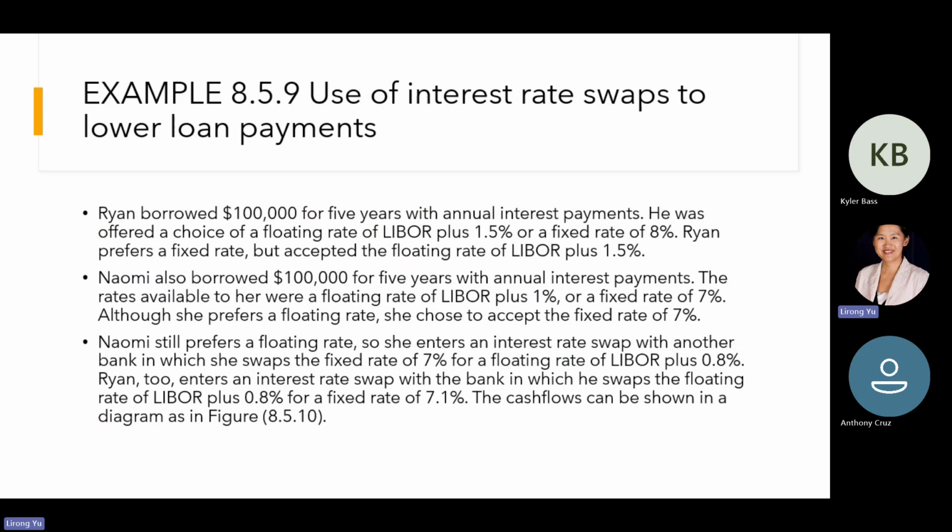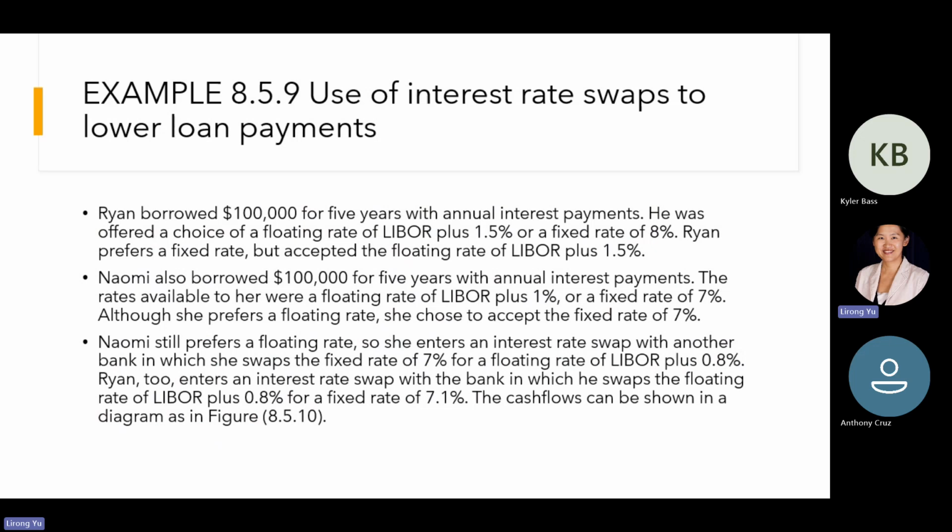Maybe at the time the LIBOR is not as high as 8%. So maybe you may prefer one form of the interest rate, but you're forced to accept the other one, depending on which one's in your favor. Naomi also borrowed $100,000 for 5 years with annual interest rate. The rate available to her was floating rate LIBOR plus 1% or a fixed rate of 7%. Although she preferred floating rate, she chose to accept the fixed rate of 7%.